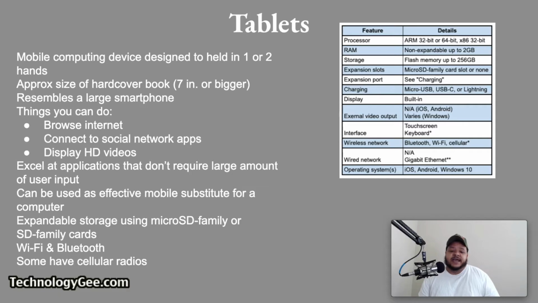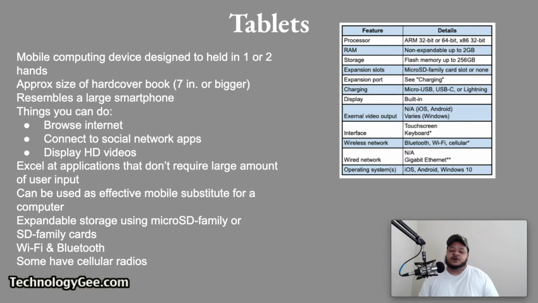Next, let's talk about tablets. A tablet is a small mobile computing device designed to be held in one or two hands. It is approximately the size of a hardcover book and resembles a large smartphone. Tablets let you do many of the same things as a traditional computer. They can browse the internet, connect to social network apps, and display HD videos. They excel at applications which do not require a large amount of precise user input.